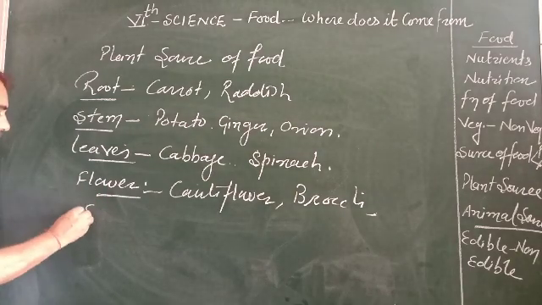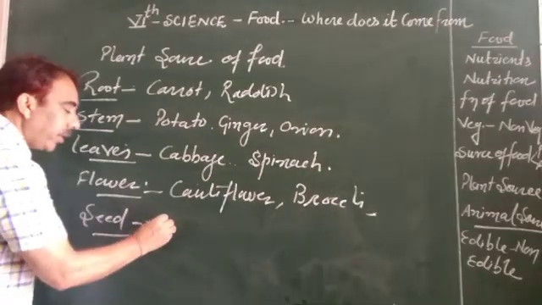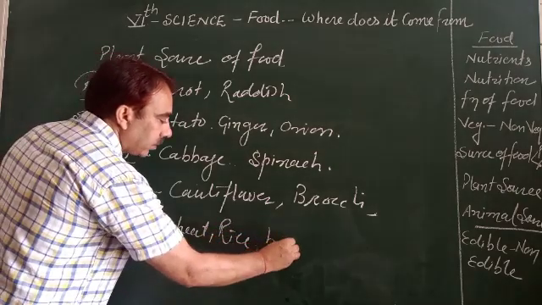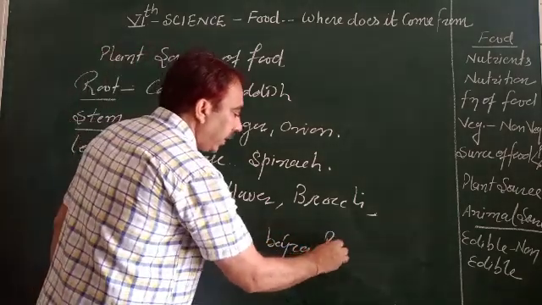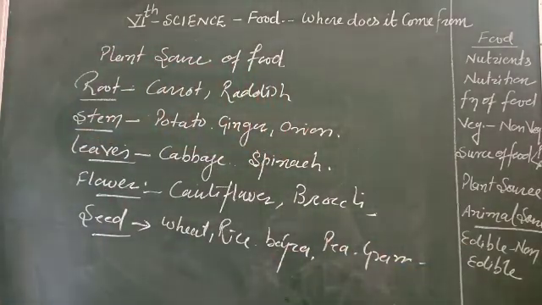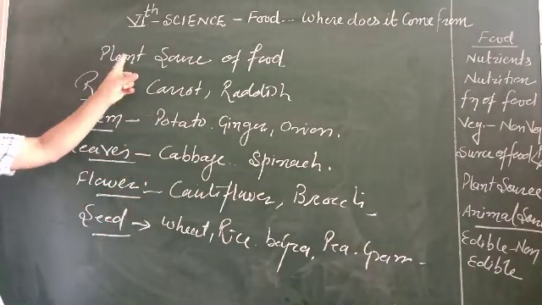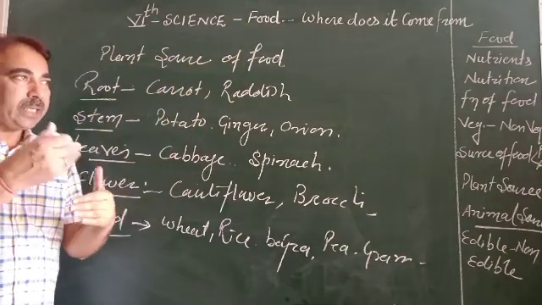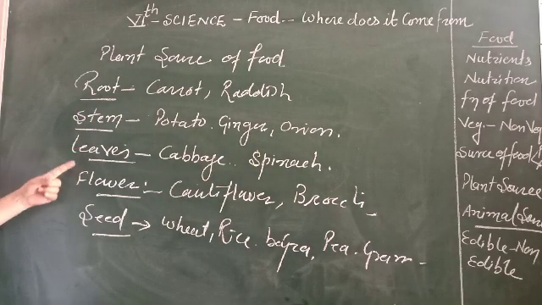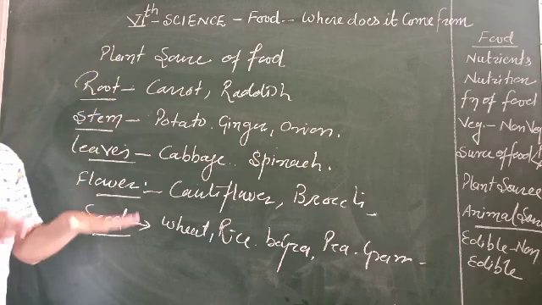Last but not the least is seed. You all know we eat wheat, rice, bajra, pea, gram. A number of seeds are also there which are edible. So what we have discussed in brief is plant source of food. We eat different parts of plants like root, stem, leaves, flower and seed. You should learn at least two examples of each.